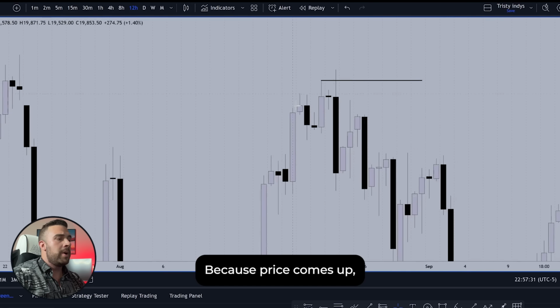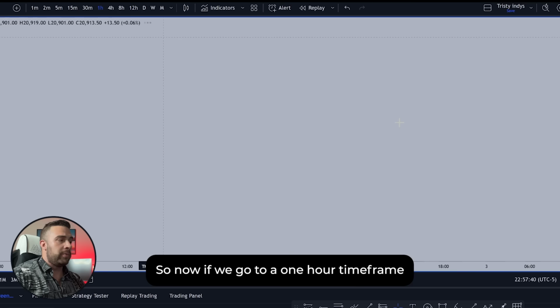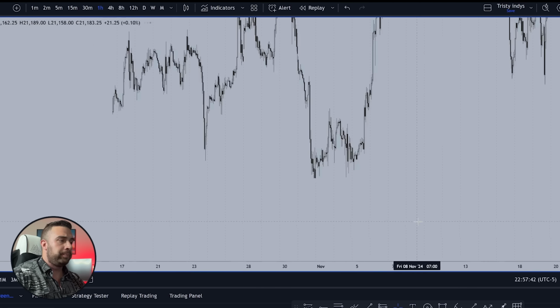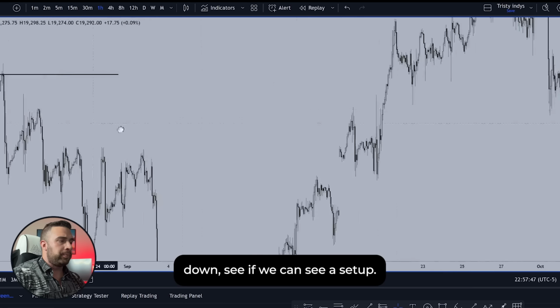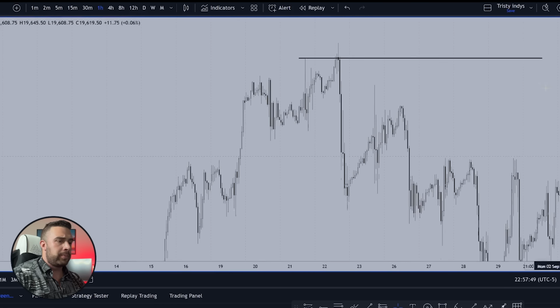Because price comes up, we sweep above this high, and then we break down and we close below. So this is a valid 12-hour sweep. There's also a sweep right here. So now if we go to the 1-hour time frame and break it down, see if we can see a setup.